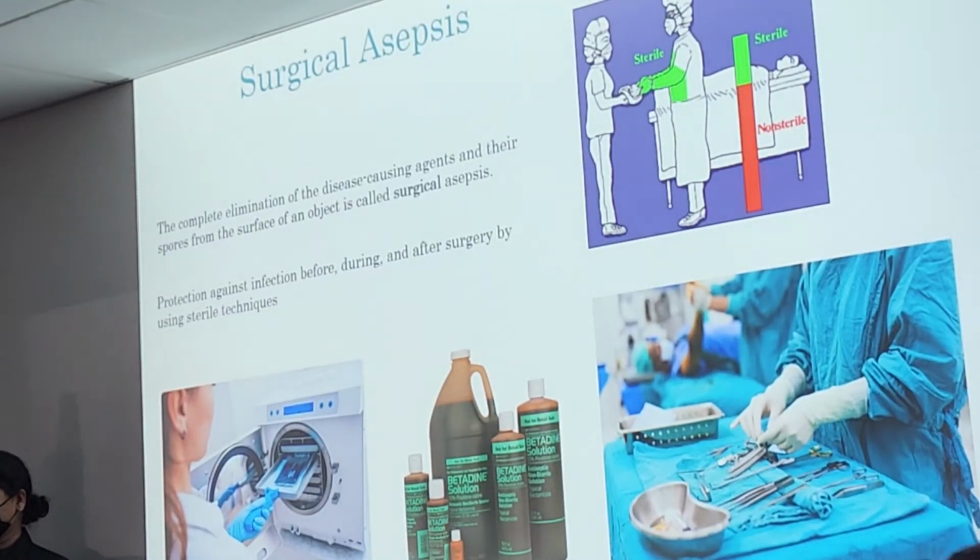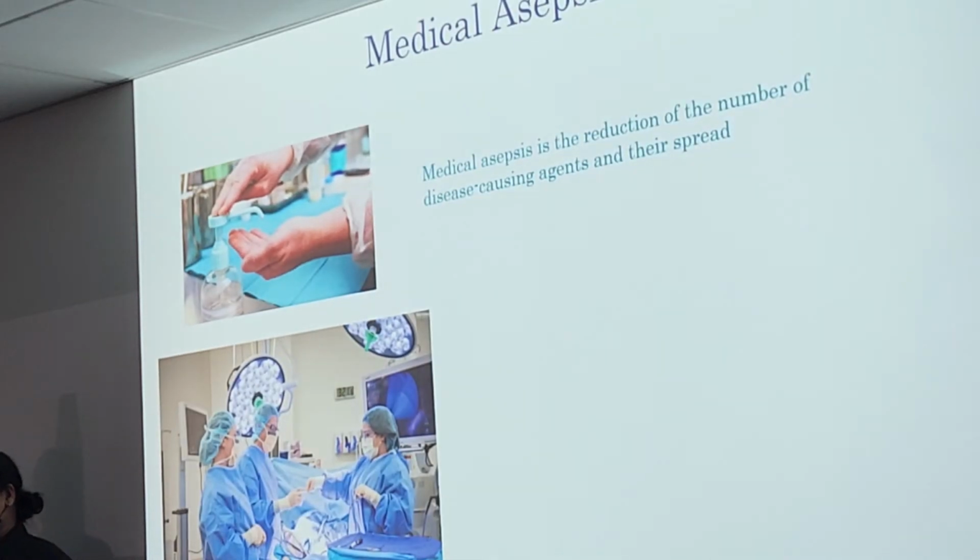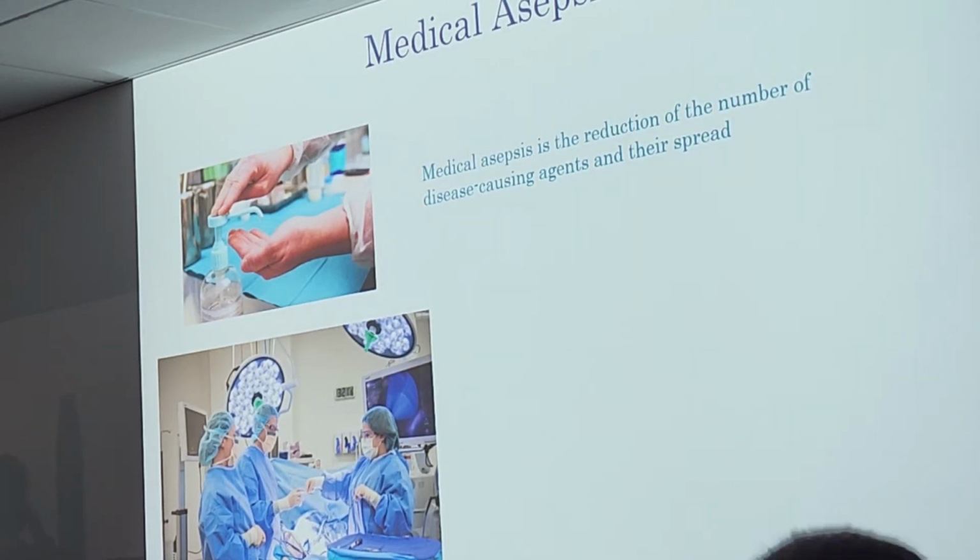Alright, moving on. And medical asepsis, we do this every day, it's just the reduction of the number of disease-causing agents and their spread. We wash our hands with soap and water, or we use the sanitizers on the wall. That is all examples of medical asepsis. So that is just a reduction in the number of disease-causing agents. It's not completely eliminating it. So that's the difference between surgical and medical.